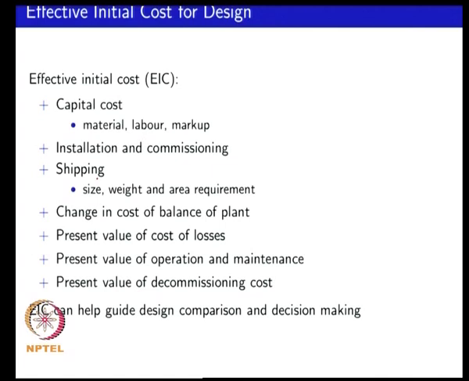So, depending on if you want to ship huge towers and blades across multiple states, it depends on how big it is and how much it weighs. If you are trying to install something in an urban area, the cost of land might be quite high. So the size, weight, area, etc. can actually reflect on the initial cost. You might also have a change in balance of plant cost, as we discussed earlier. You might have benefits in balance of plant, which should be reflected in your effective initial cost.